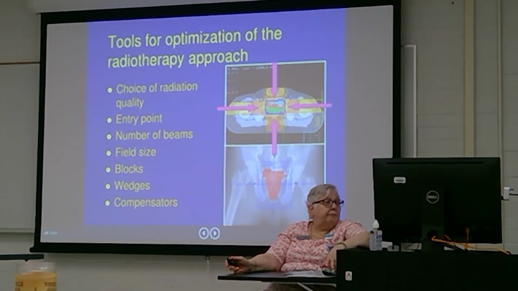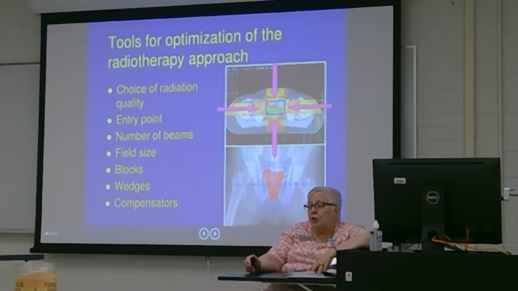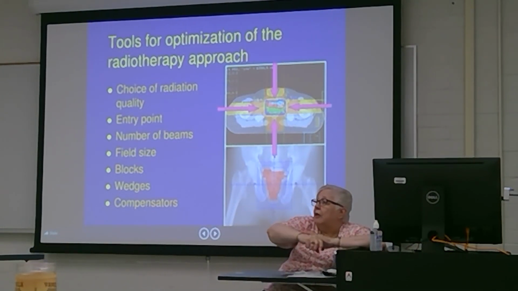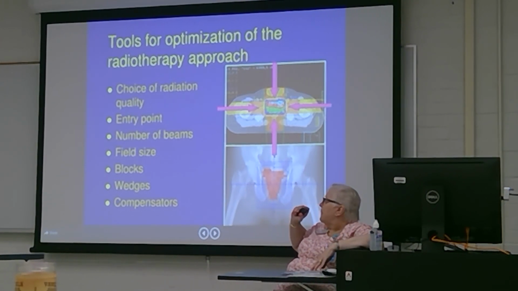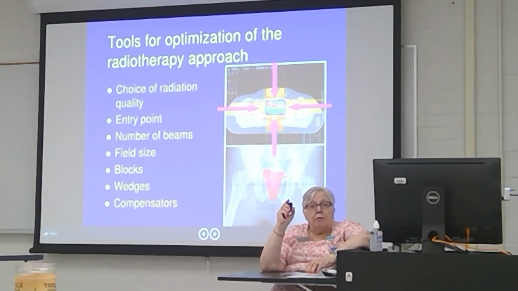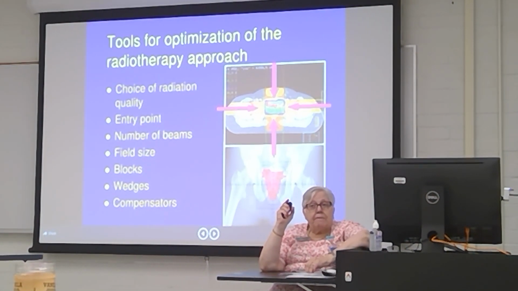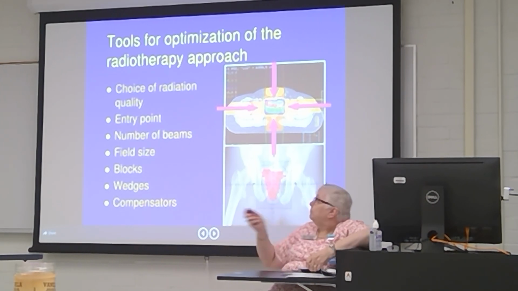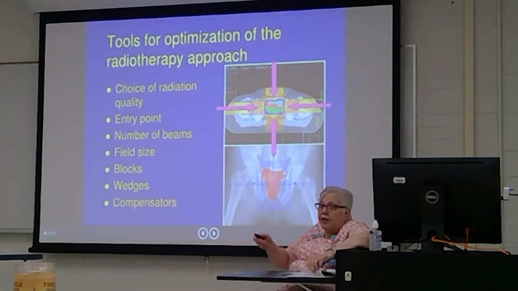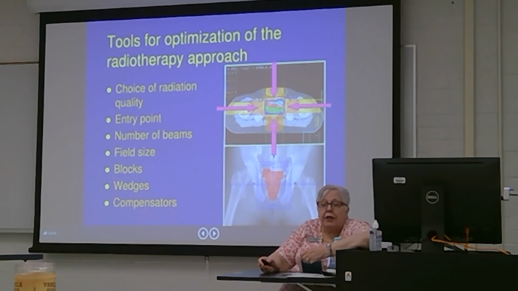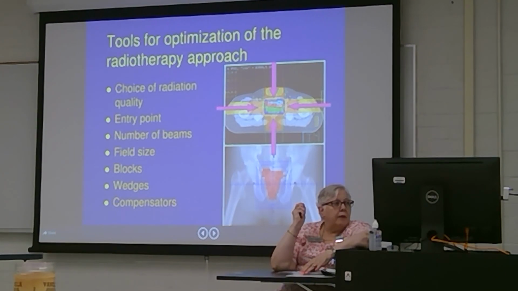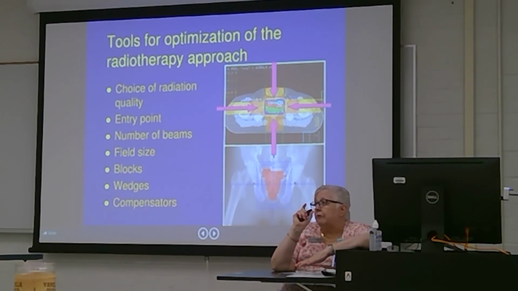So blocks. Shielding. We'll ignore blocks. Shielding for 3D, we still can use MLC, right? If there was shielding there, we'd use MLC. Very rarely do we use blocks anymore, for photons anyway. For electrons, that's a different matter. We have to use blocks.